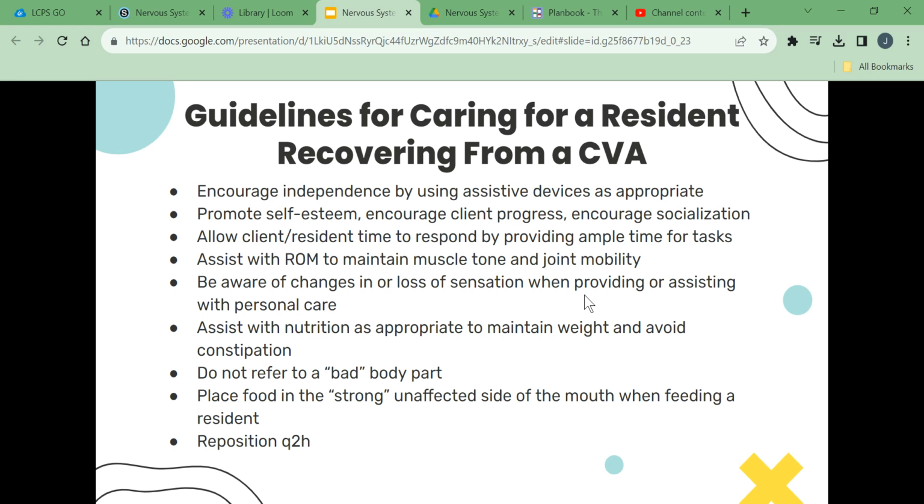be aware of changes in or loss of sensation when providing or assisting with personal care, assist with nutrition as appropriate to maintain client weight and avoid constipation, do not refer to a specific side or part of the body as a bad body part, place food in the strong, unaffected side of the mouth when feeding a resident, and reposition every 2 hours.